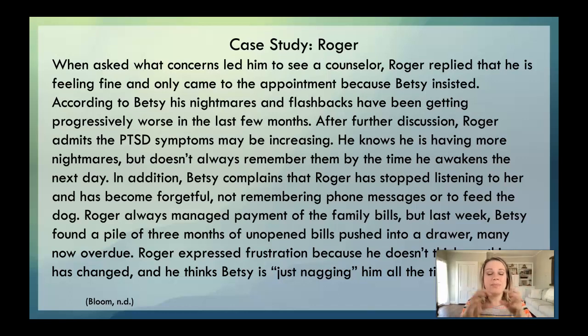So first let's look at cognitions. Roger's thought content is as follows. His belief is that overall he's feeling fine. To Roger, nothing has changed except more nightmares, but his wife is nagging him. But Roger's wife's belief is that his forgetfulness is actually increasing. Now let's look at Roger's thought process. What we're observing is that Roger demonstrates coherent speech, goal-directed speech, potential denial, and limited self-awareness.